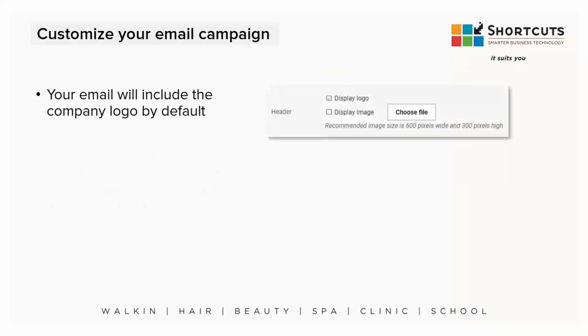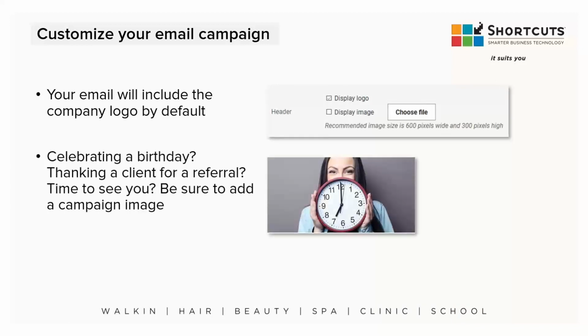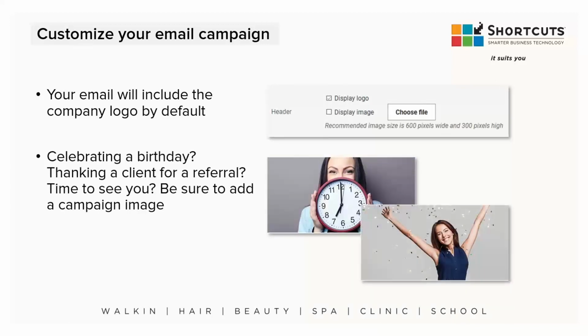So once you select whether you're sending an email or a text, an SMS, you have a few things that you can customize. By default, that company logo that you put in on your site settings will appear at the top of your email. But you can also add a display graphic. So you would choose the checkbox that says display image. Then you would press choose file and upload a graphic. So if you're sending a birthday campaign, maybe a cute picture of balloons and flowers or something, or if it's a we miss you or a referral, you can upload a corresponding graphic.